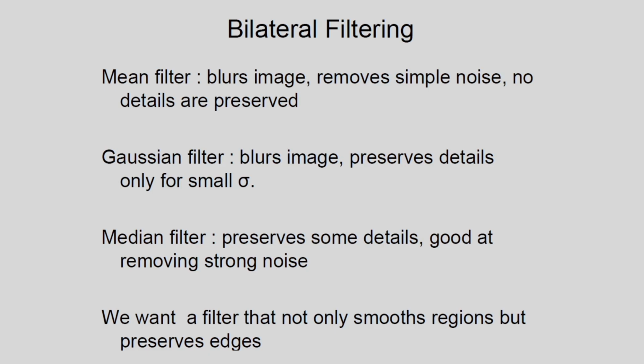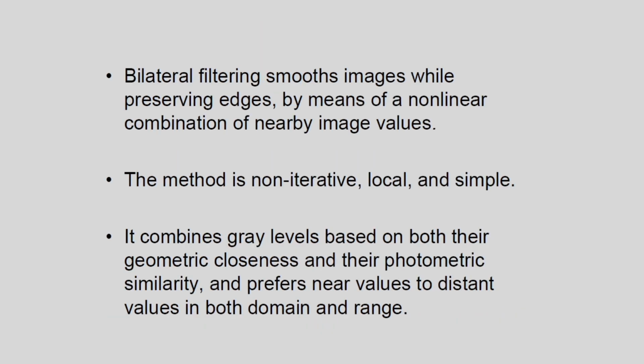Now we want a filter that not only smooths the regions, but also preserves edges. That means I need the edge information, and also I have to do the smoothing. So for this I have to apply bilateral filtering. Bilateral filtering smooths images while preserving edges. That means I have to preserve the edges and also smooth the images. So these are two considerations: one is the smoothing and the other is preserving the edges. And in this case I have to consider two cases.